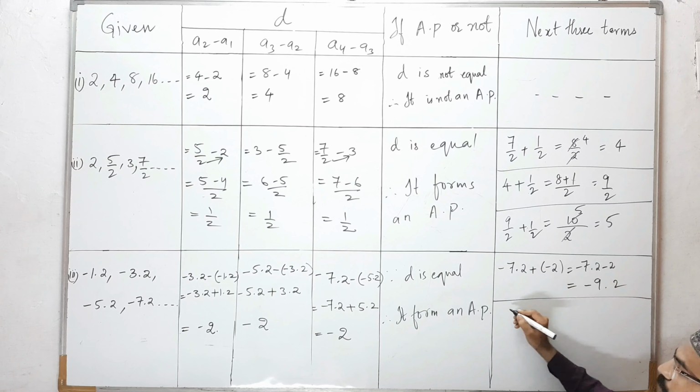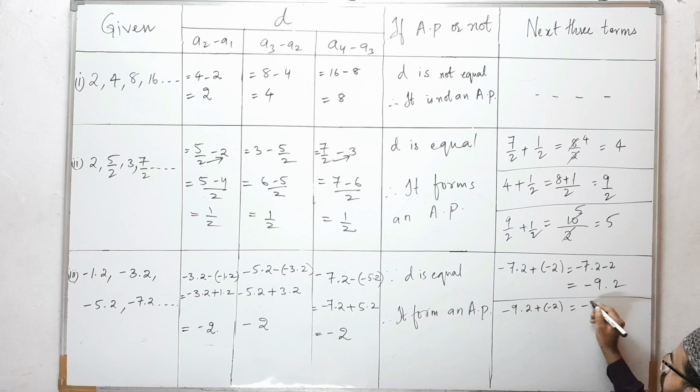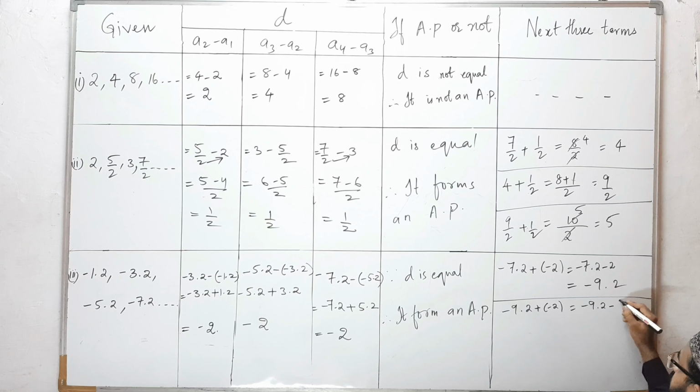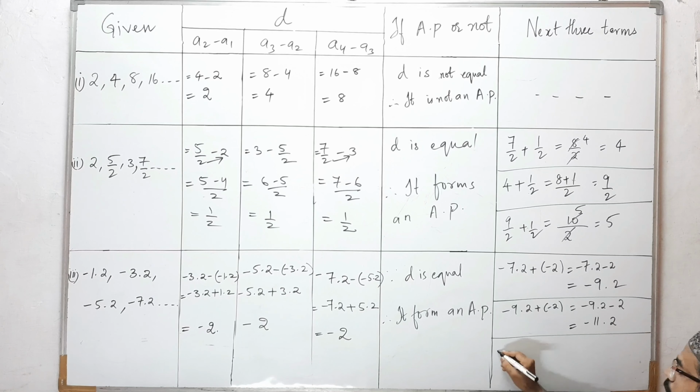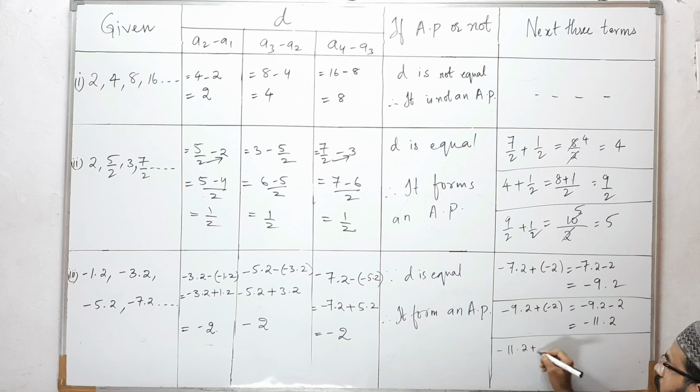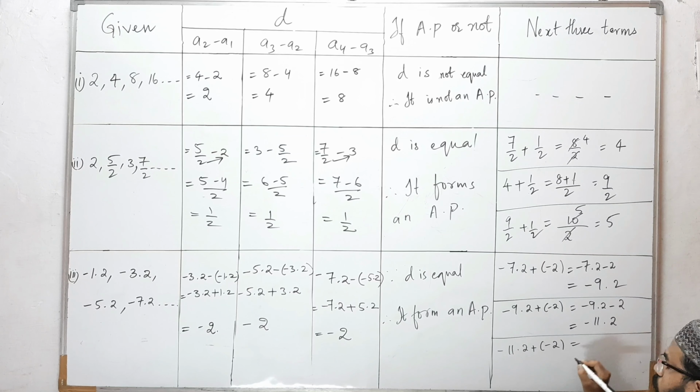Next term will be minus 9.2 plus into minus 2, so minus 9.2 minus 2. If we add this, we get minus 11.2. Next will be minus 11.2 plus minus 2, which equals minus 11.2 minus 2. So we have to add. So minus 13.2.